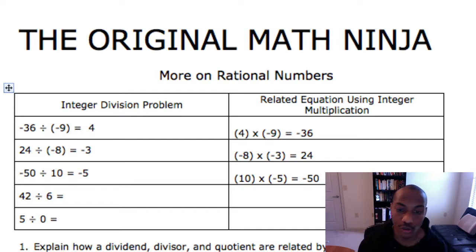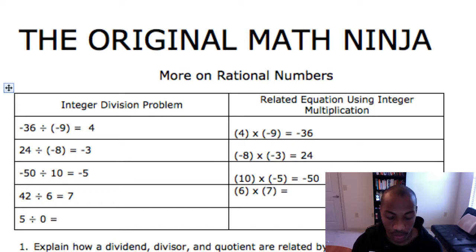Let's do another one. 42 divided by 6. I should be thinking, how many times does 6 go into 42? Well, we know that a positive divided by a positive is going to give us a positive. So 6 goes into 42 seven times, and we have 7 for our answer. Our divisor was 6, so 6 multiplied by our quotient, which was 7, is going to give us our dividend, which is 42.